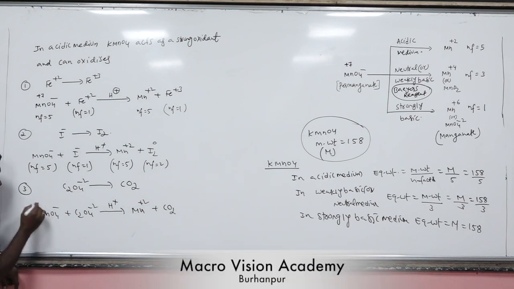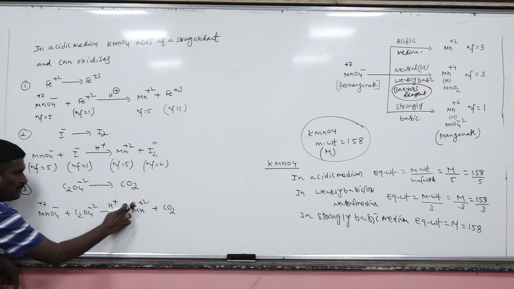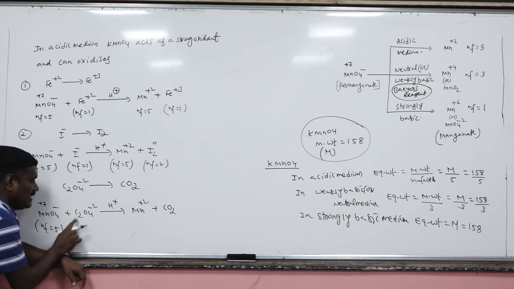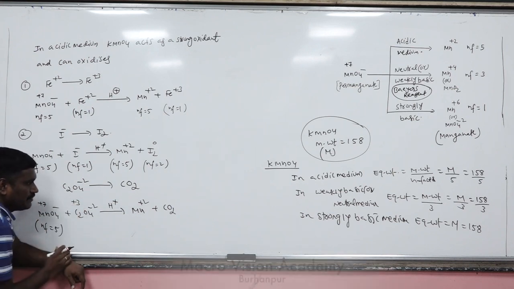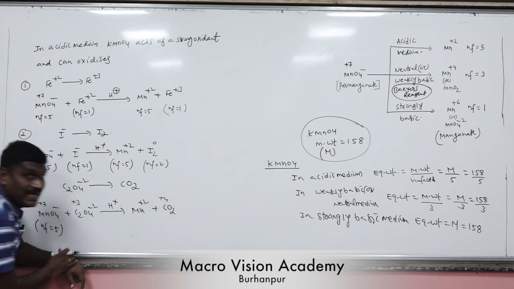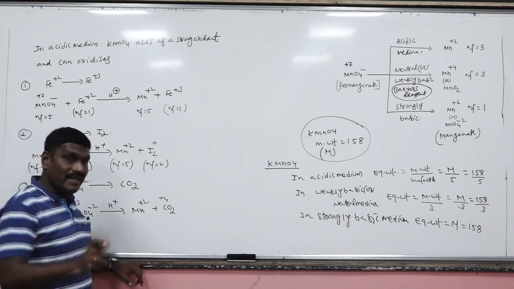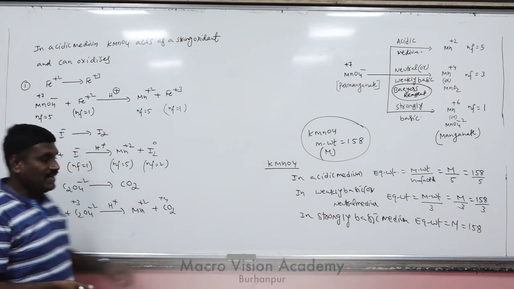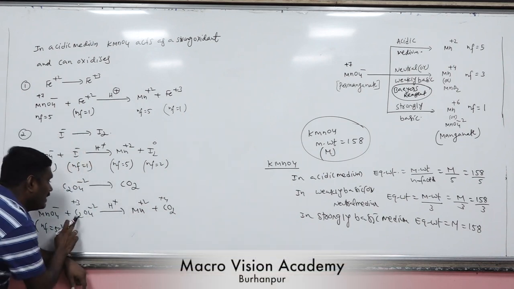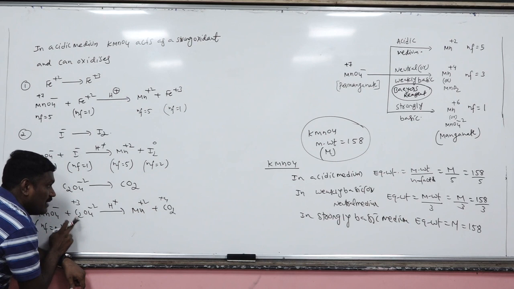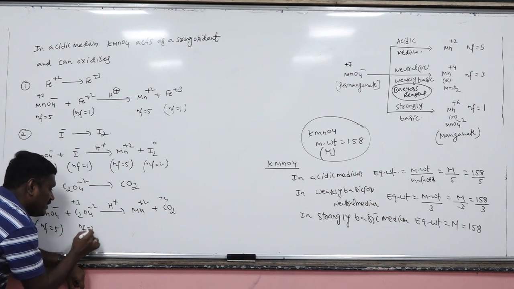Now here Mn, what is the oxidation number? Plus 7. Plus 7 goes to plus 2. Change how much? 5. One atom is there, 1 into 5. So 5. So N factor is 5. Now come to here. What is the oxidation state of carbon? Is plus 3. That's why once again I am telling you, go through the calculation of oxidation state in detail. Once you know the calculation of oxidation state, then it will be very easy to calculate the N factor in the redox reaction. Okay. Now here 3 to 4 change is 1, but the number of carbon atoms is 2. 1 into 2, 2. So N factor is equal to 2.